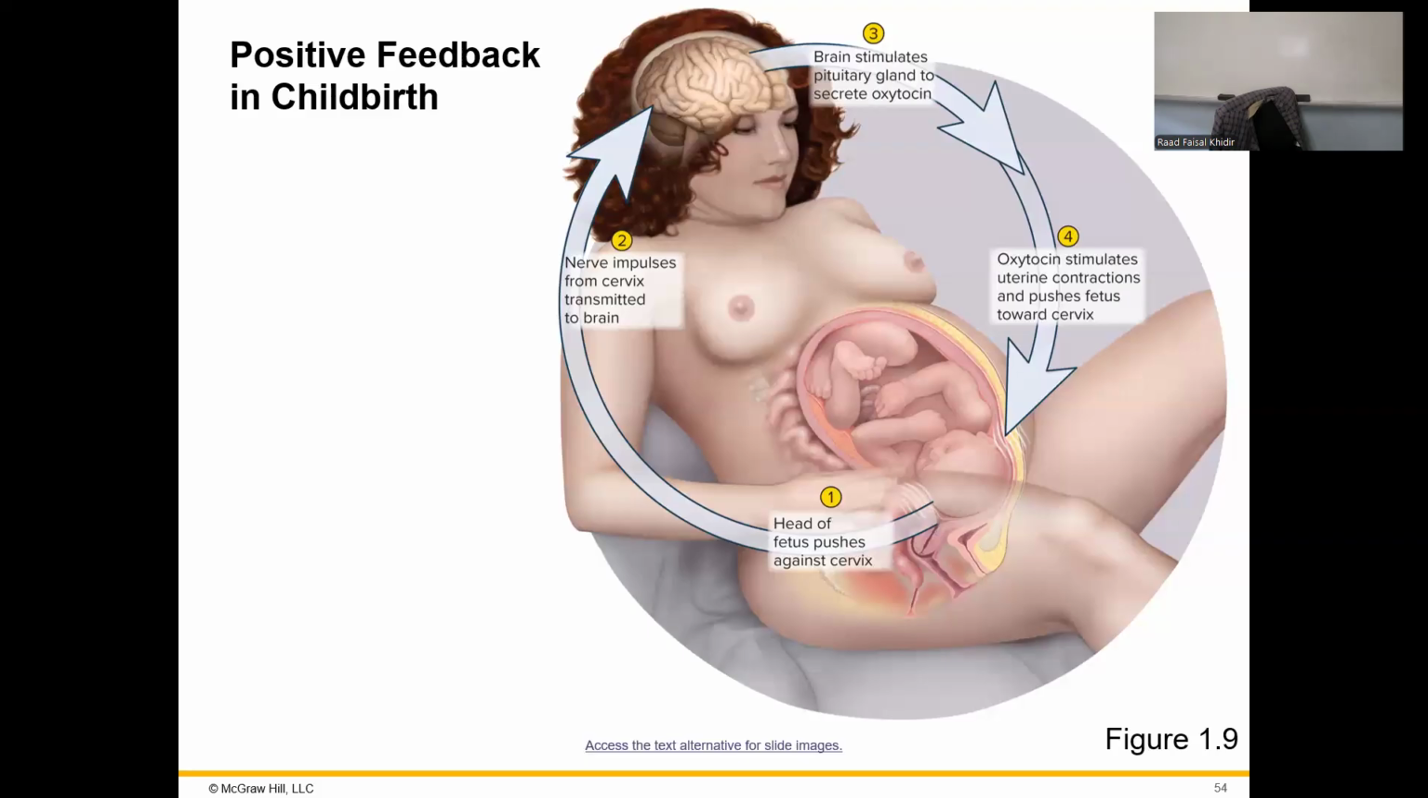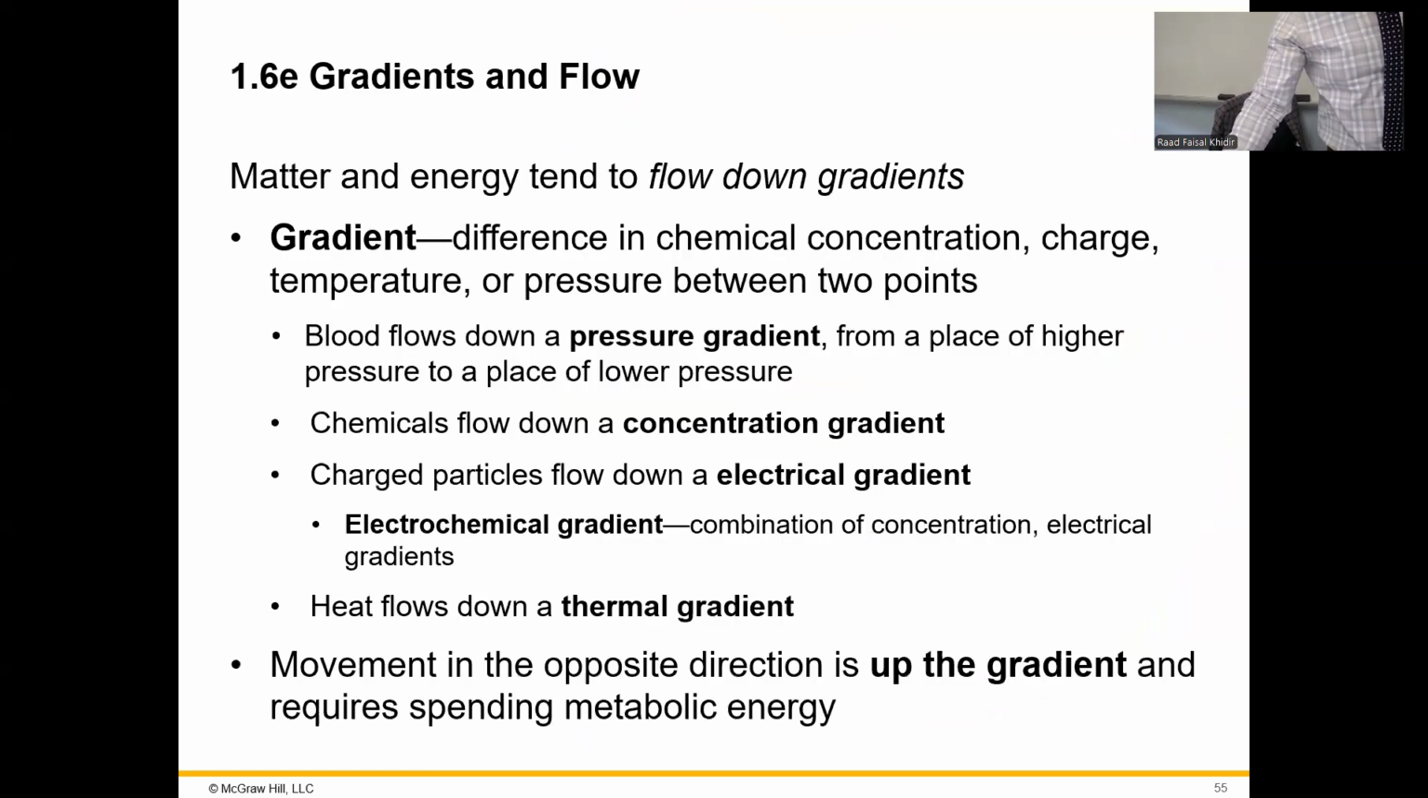So who is the input signal? The stretch receptor sensation. So the receptor senses push, it will send electrical sensory stimulation. Who integrates that? The hypothalamus. Who is the output signal? Oxytocin. Who is the effector? The uterus, pushing the baby out. So you must always be thinking, identifying all these parts.